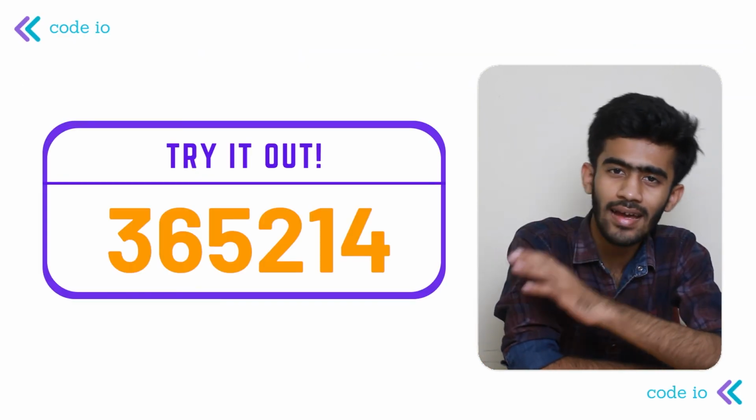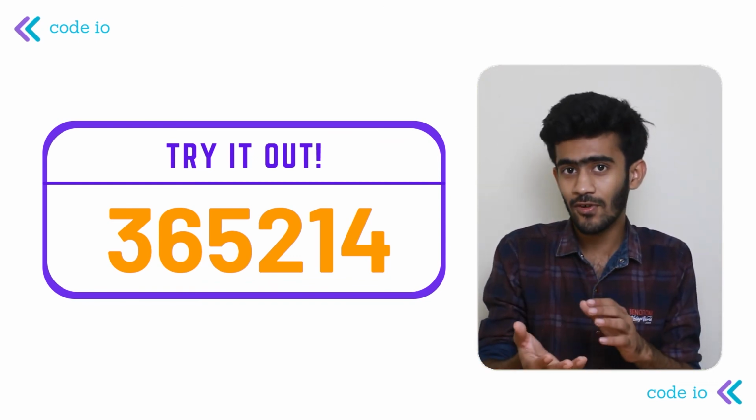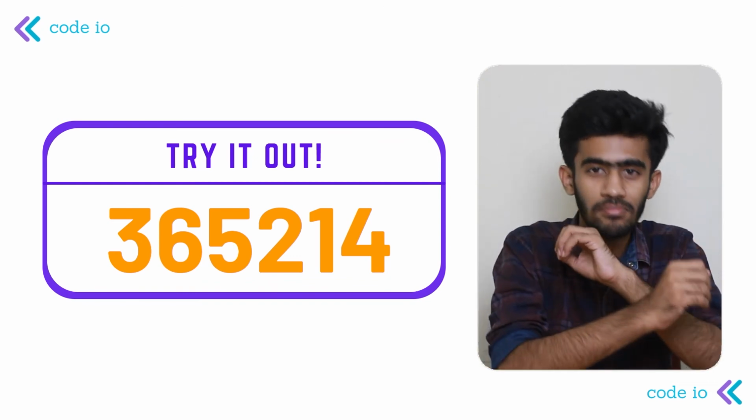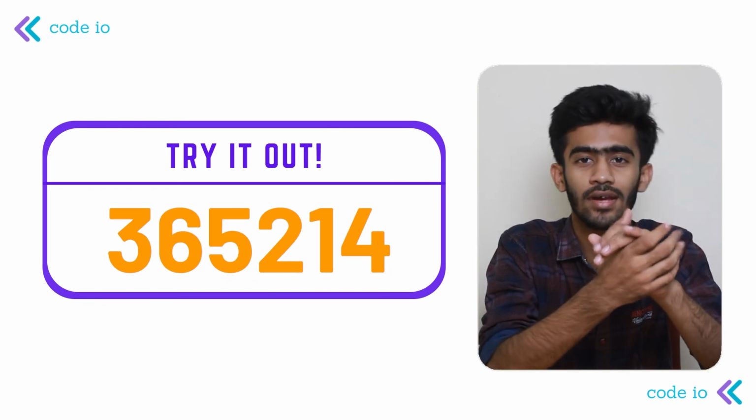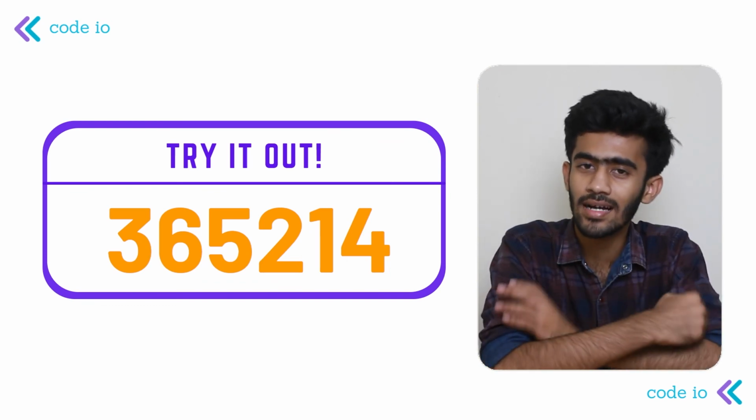So here we are at the Try It Out session. If we pass this given number 365214 to the function that we just completed, the security key function, what is the output that we would get? Let me know your answers in the comment section below.